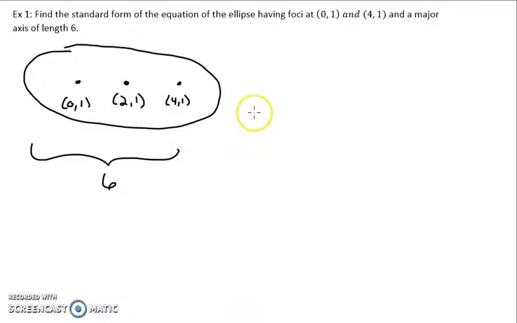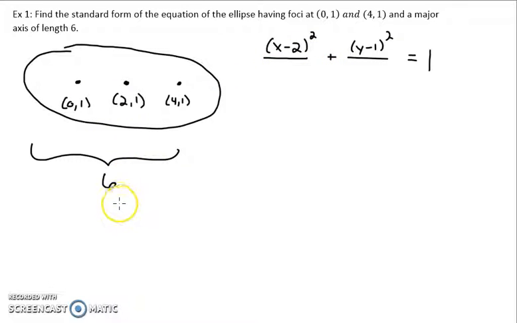So we know right off the bat, now we can say, well, (x minus 2) squared over something plus (y minus 1) squared over something equals 1. We just need to figure out what's going to go here and here. We need to figure out our a squared and our b squared. Since we're going horizontally, we know that our a squared, the bigger number, is going to go under the x.